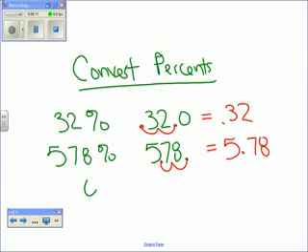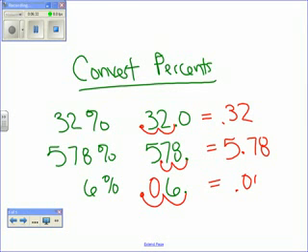And then my last example is going to be 6%. So I have the number 6, my decimal is at the end, and I'm still going to move it 2 places to the left. 1, 2. Now I have to have a 0 placeholder right there where that empty space is. So that gives me 6 hundredths.